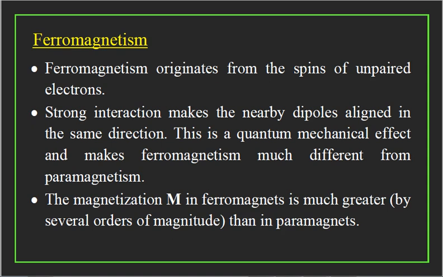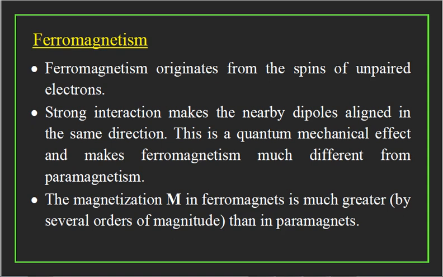But the important point which discriminates between paramagnetism and ferromagnetism is the nature of interaction between the dipoles. In a paramagnetic material, the individual spin dipole moments are independent. They are not interacting with each other. So if we apply a magnetic field, that field can easily rotate the individual dipoles so as to align them parallel to the field.